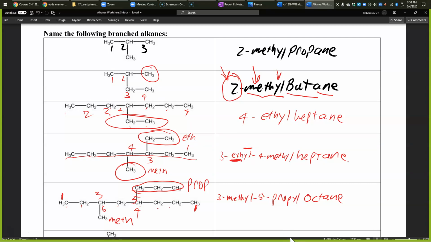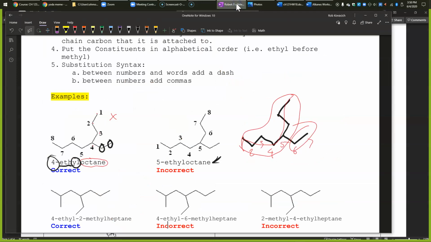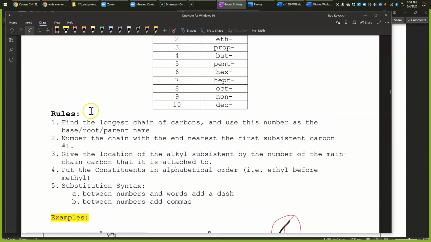Okay. All right. Do you have a list of these rules in one compact place? Yeah, right here under the rules. Oh yeah, there it is.